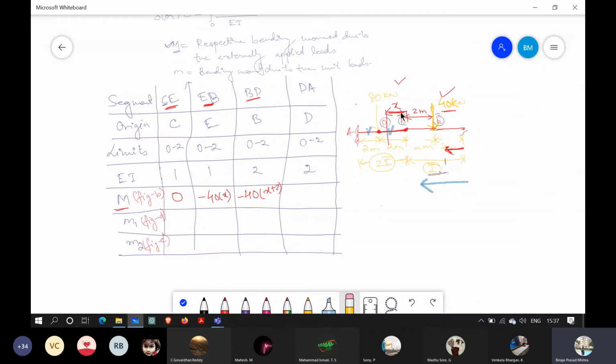Similarly, if I take the other section, I'm removing this one. This is E. I'm considering the section here, and this is again 2 meters. If I'm considering x here, what will be this value? Again, I have two forces: 80 into x plus 40 into x plus 4, where this is x, this is 2 meters, plus this is 2 meters. So minus 80 into x minus 40 into x plus 4.